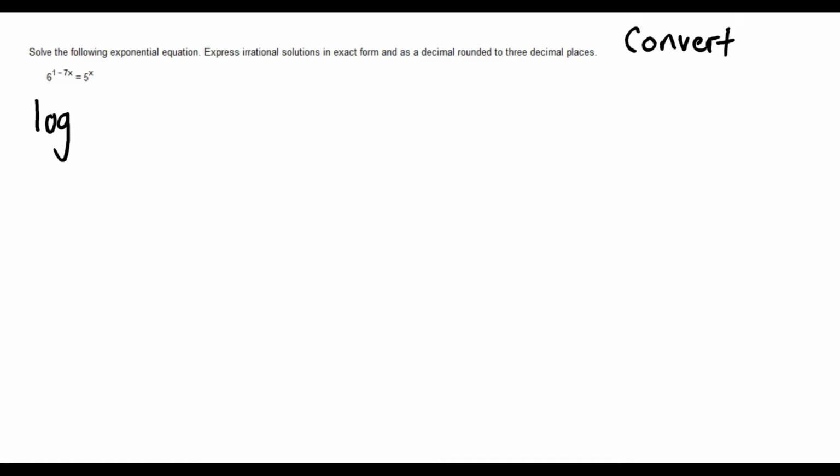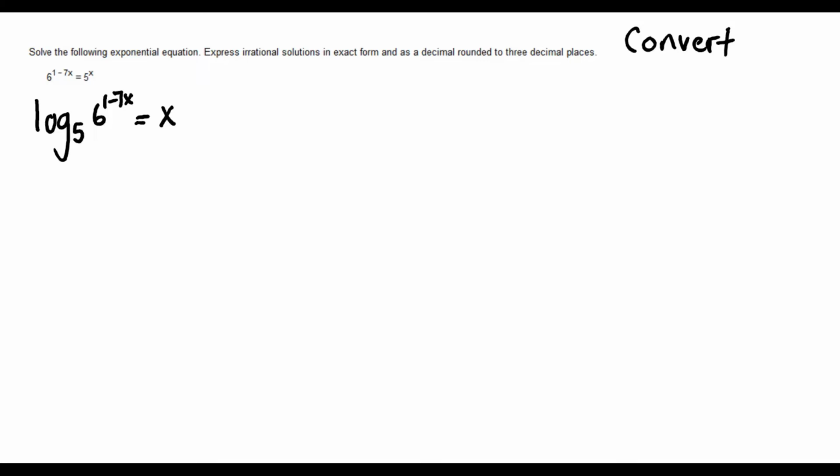Now this is a unique example in that we have two bases. You have a base of 6 and a base of 5. You can choose which of those you'd like to use. So I'll use the base of 5. So we have a base of 5. The log always equals the exponent. That's going to be x. And then what's inside the log is the other side of the equation, which is the 6 to the 1 minus 7x.